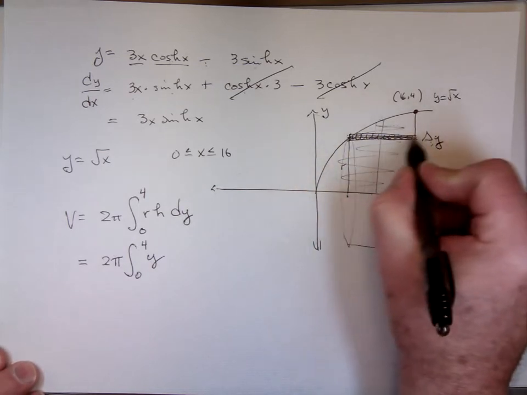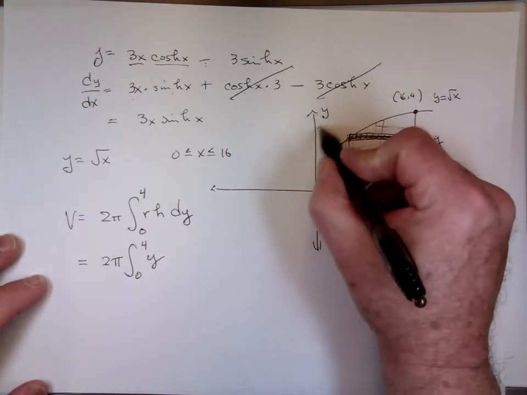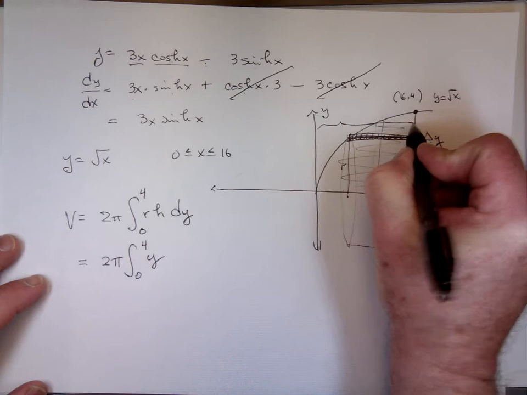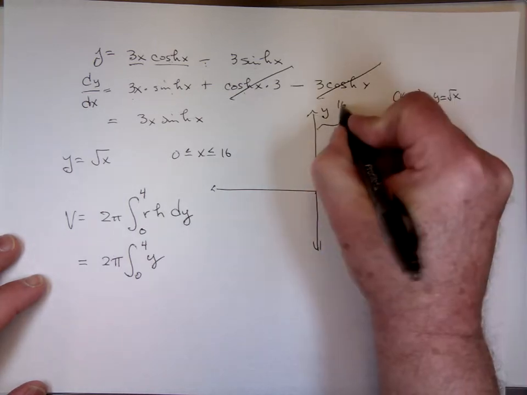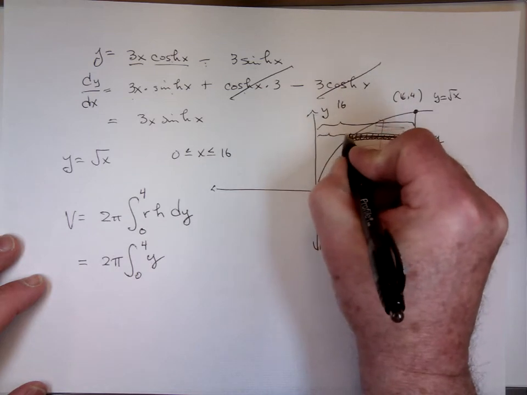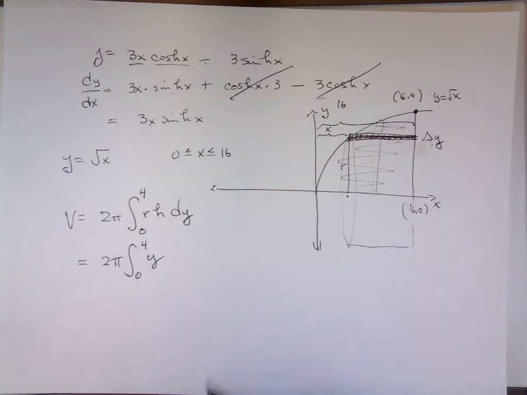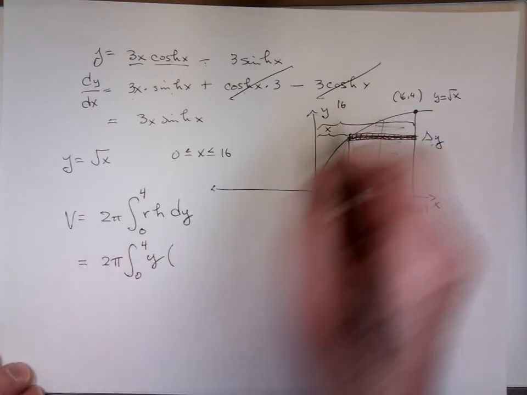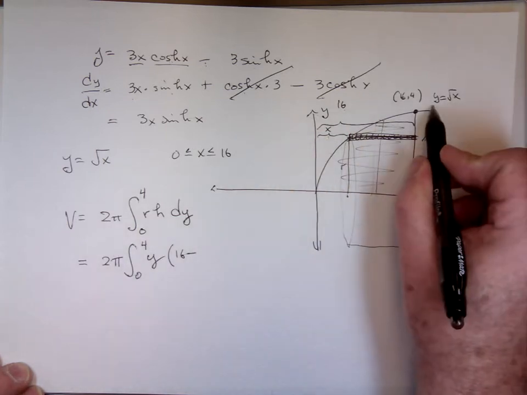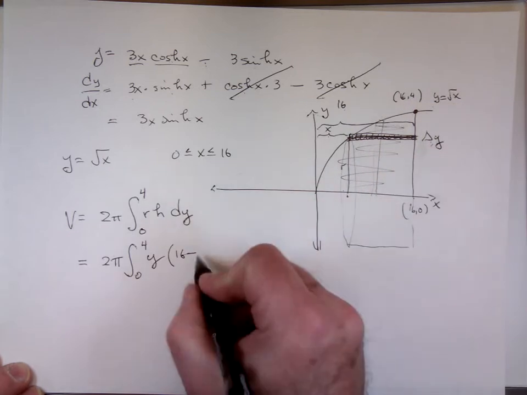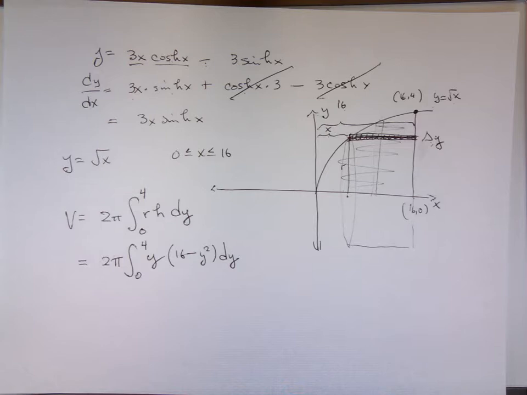Now, what the heck is that distance equal to? That distance is equal to this distance. What's that distance equal to? 16 minus this distance, what's at x. But everything has to be in terms of y, so h is going to be 16 minus this x, but what's x equal to? Y squared. That integral will give us that volume. That's the integral that you need for that problem.